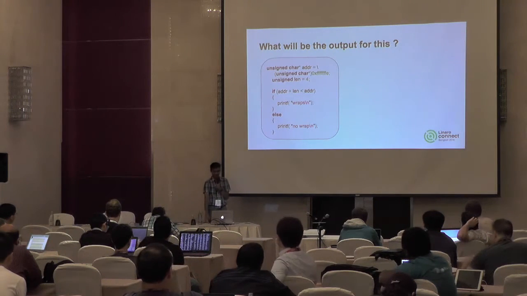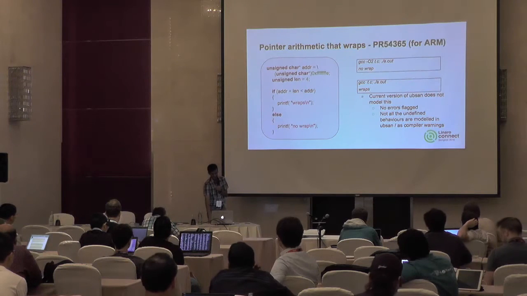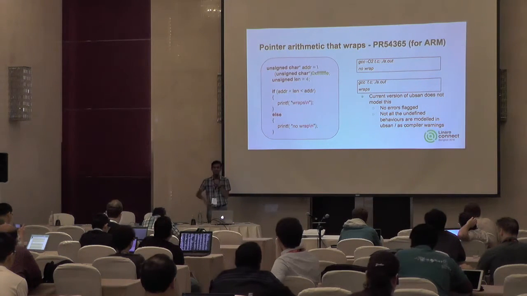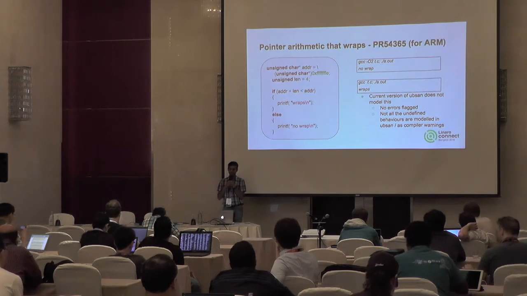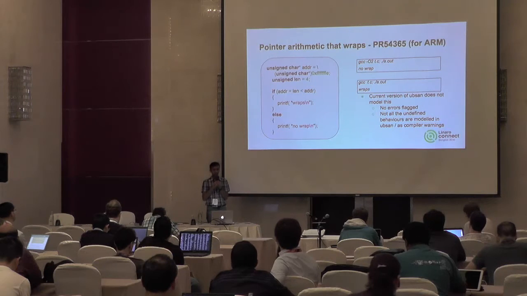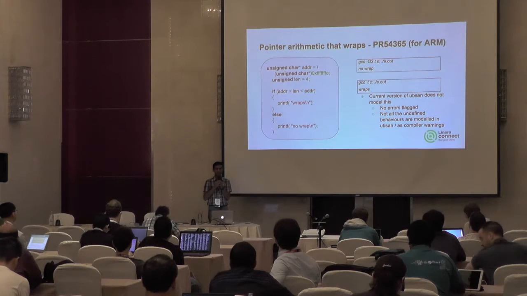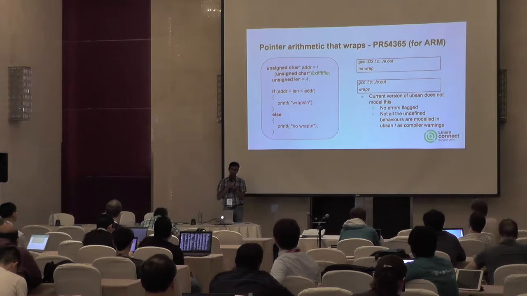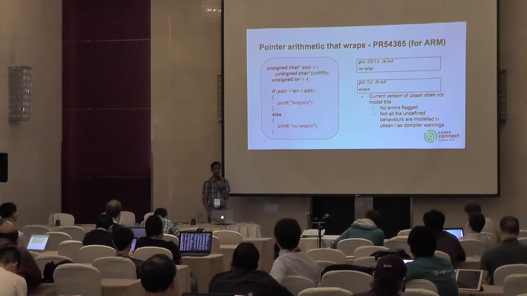Yeah, this is another example extracted from the GCC bug database. Basically, this piece of code was trying to see whether the pointer arithmetic wraps. But this is undefined behavior, and the compiler can again assume that this doesn't happen. When you compile this code with -O2, it will assume that the condition is always false and optimize the whole thing away and print no wraps irrespective of what the value is.